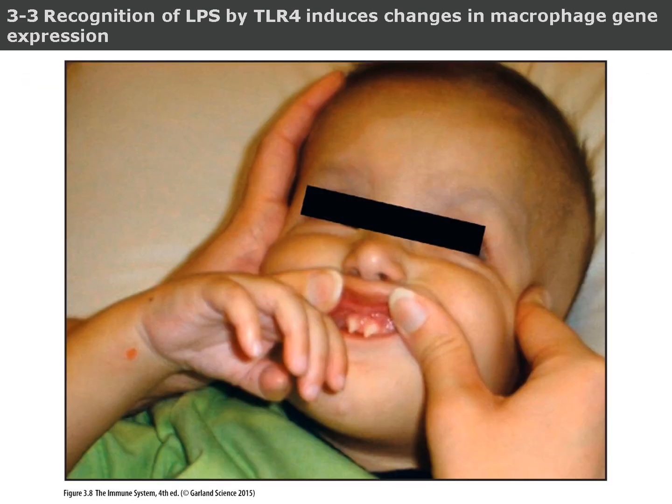This image shows a young child with visible signs of inflammation in the gums, particularly around the front teeth. The image appears to relate to the physiological consequences of immune dysregulation, possibly a clinical case tied to a mutation in the toll-like receptor signaling pathway. In the context of the previous diagrams discussing toll-like receptor 4 and its role in recognizing bacterial lipopolysaccharide, this child may be exhibiting symptoms of a genetic defect in this pathway.